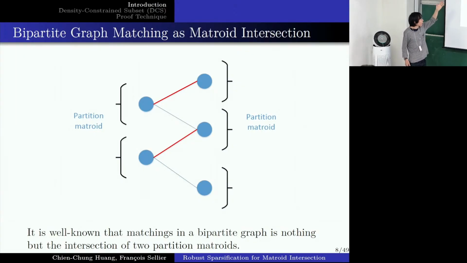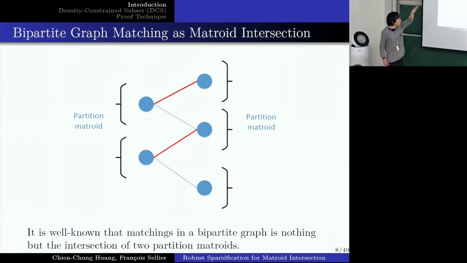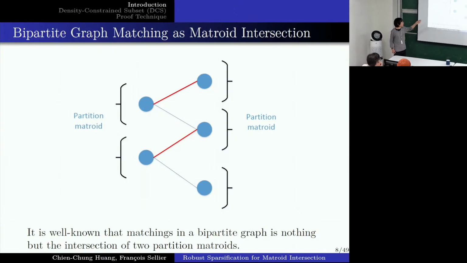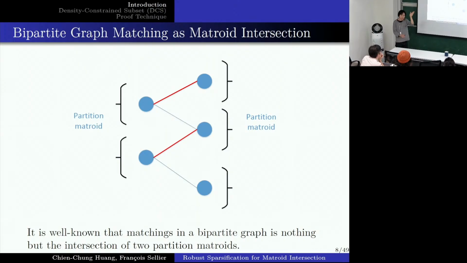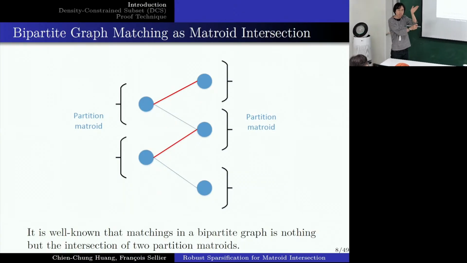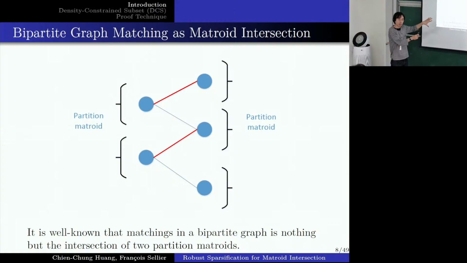So you can imagine that I define a matroid on the left and a matroid on the right. The edges are the ground set. On the left, I set that on every vertex, I take at most one edge. If you satisfy this condition, you are independent on the left. And you define the same matroid on the right-hand side. Then a matching is independent in both matroids. So in this sense, a bipartite matching is a very, very simple special case of matroid intersection.